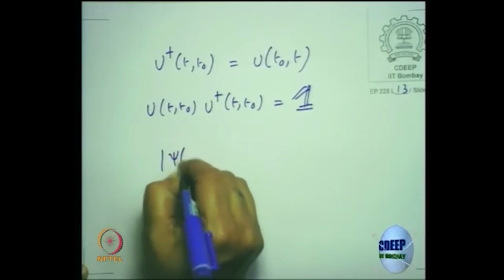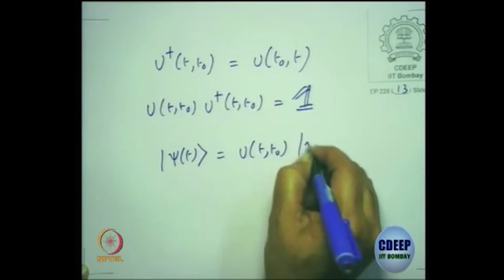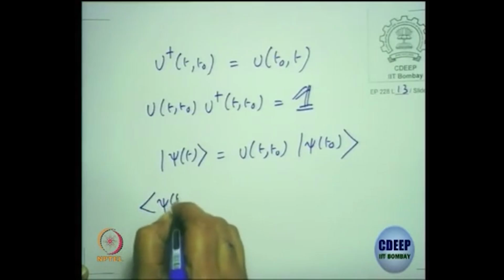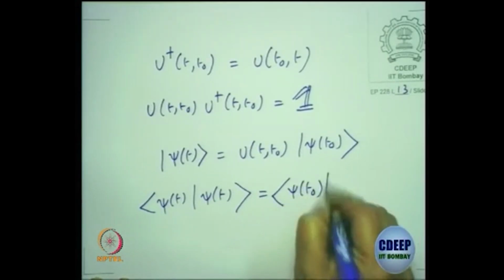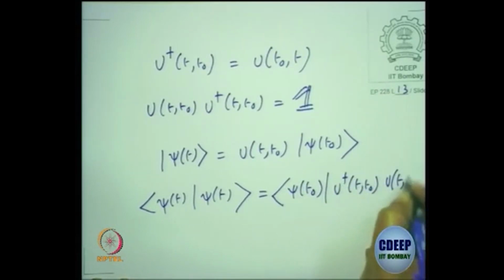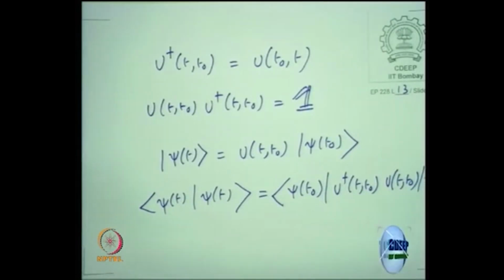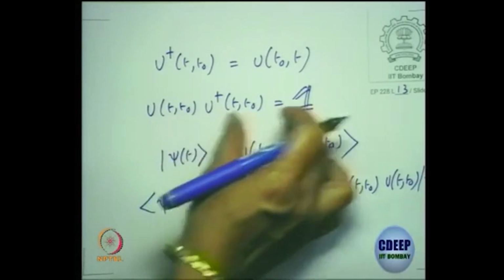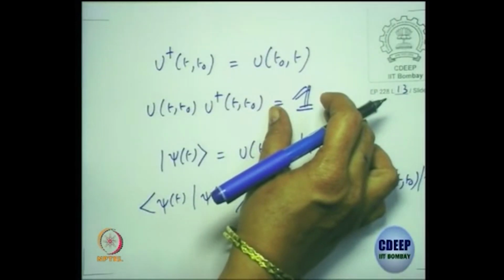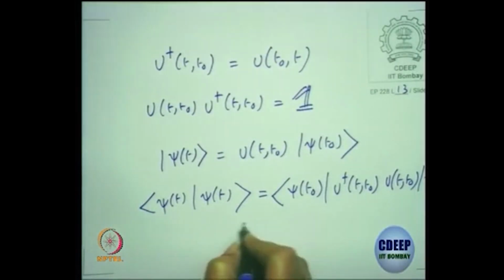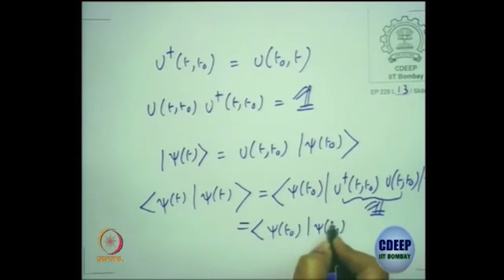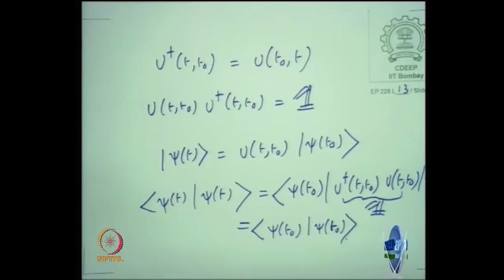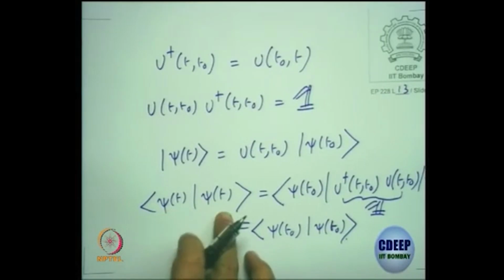So you can write psi of t as U(t, t0) psi of t0. You can write the inner product of psi of t with psi of t to be psi of t0, U dagger(t, t0) U(t, t0), psi of t0. And use the property that U dagger U is identity. Once you use that, this one is identity. So the norm under unitary evolution of any state is preserved, right? The inner product of the state with itself is called the square of the norm, and it is the same whether you work it out at t or at t0.